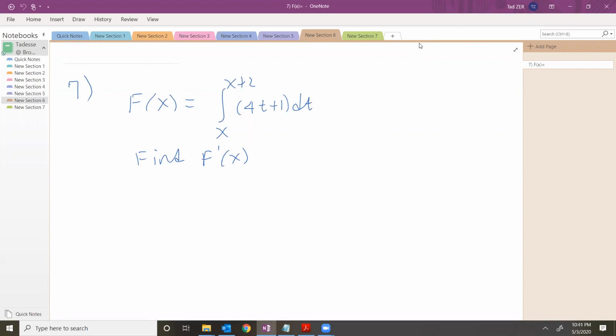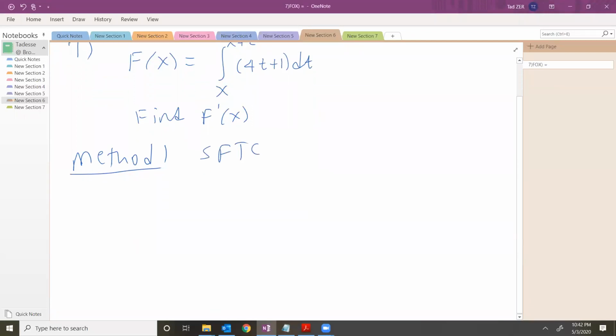This is Tedessa. So in this review, I'll show you how to find the derivative of an integral. We'll do this using two different methods, either using the second fundamental theorem of calculus or directly by finding the antiderivative. So let me show you the first method, method one, which is using the second fundamental theorem of calculus.